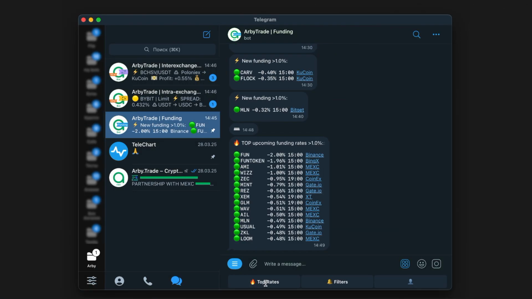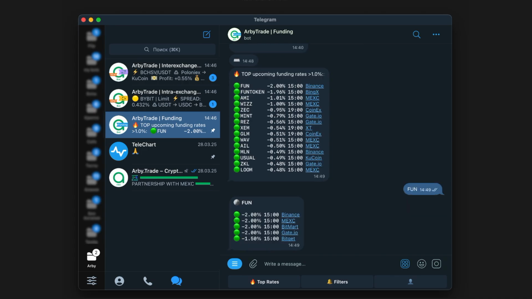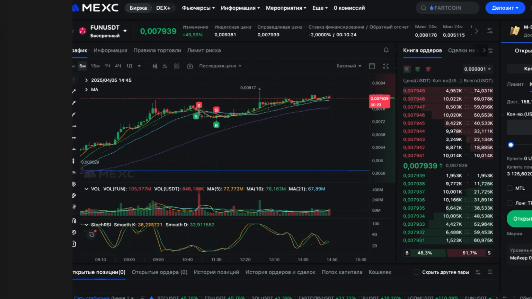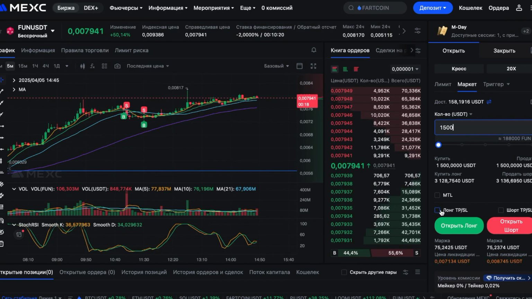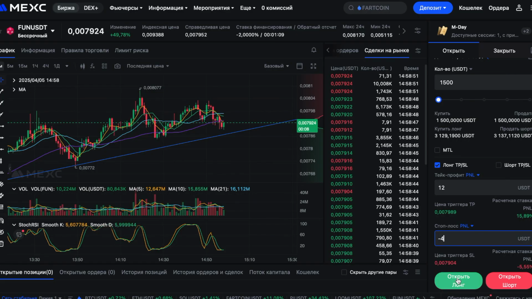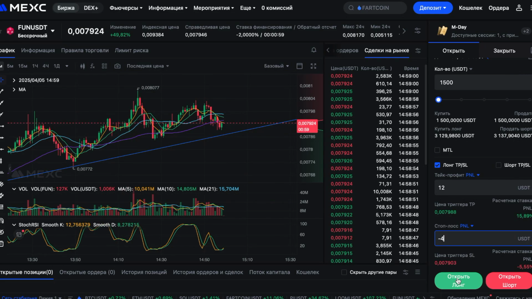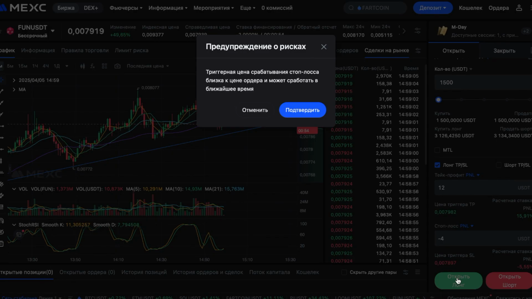Next trade, also on the coin FUN. We see that the funding rate has increased. Great. We'll open the position with 10x leverage again for $1,500. We'll set a slightly higher take profit since the funding rate is now larger. The stop loss will be roughly the same as in the previous trade. There's 1 minute left until the funding calculation.